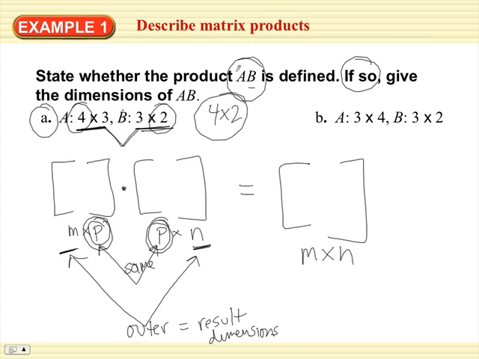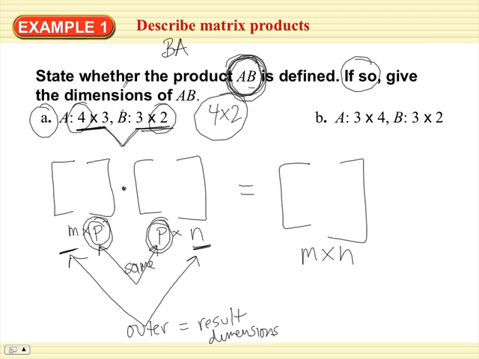Now let me ask this. AB you said is defined. What if I said is BA defined? What do you think? No. Is AB the same as BA? No. Isn't 2 times 3 the same as 3 times 2? Not in this case. What I'm trying to tell you is with matrices, the order matters. B times A is not the same as A times B.